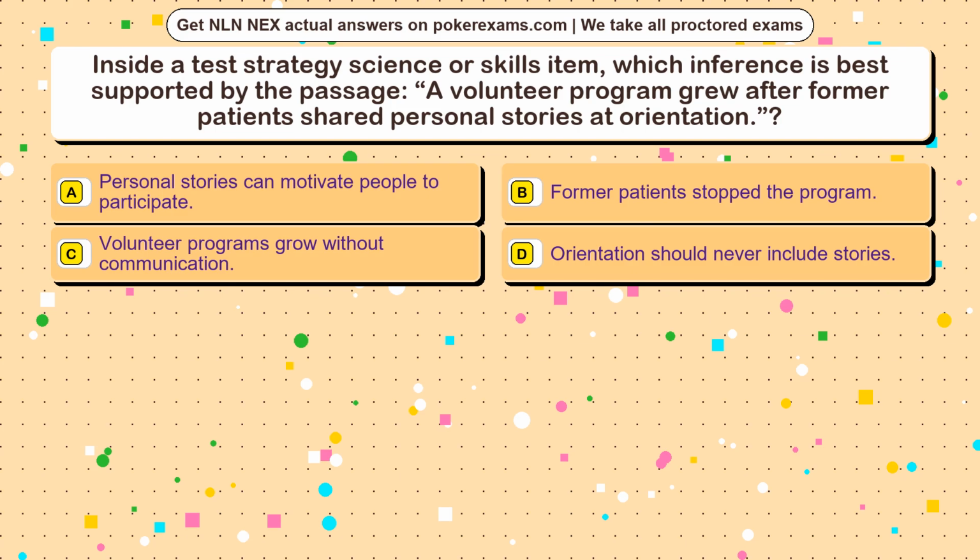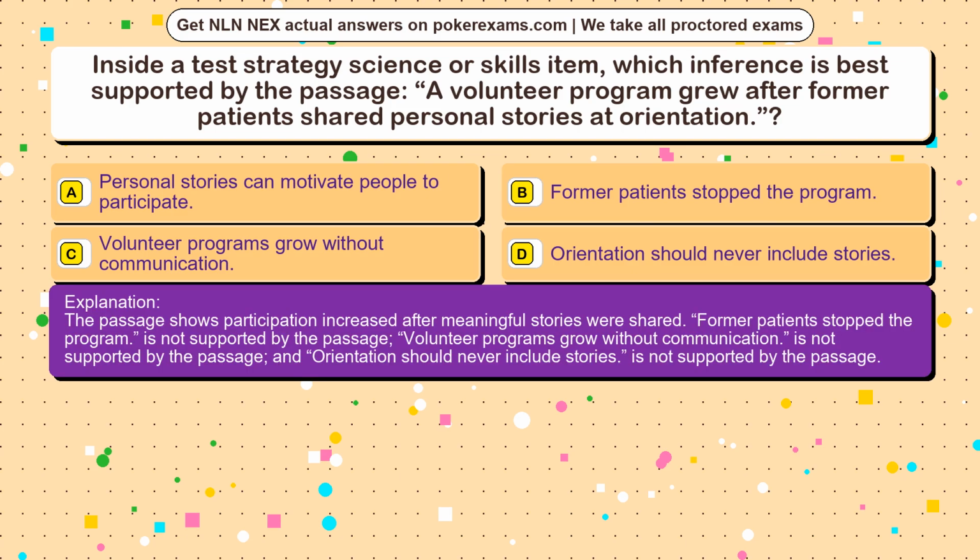The correct answer is option. The passage shows participation increased after meaningful stories were shared. Former patients stopped the program, is not supported by the passage. Volunteer programs grow without communication, is not supported by the passage, and orientation should never include stories, is not supported by the passage.